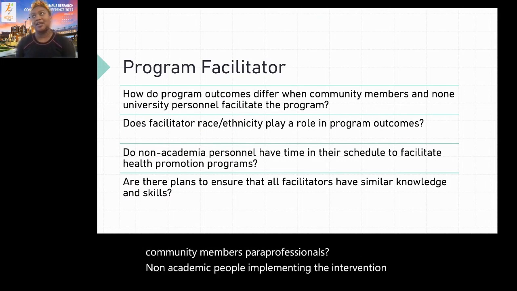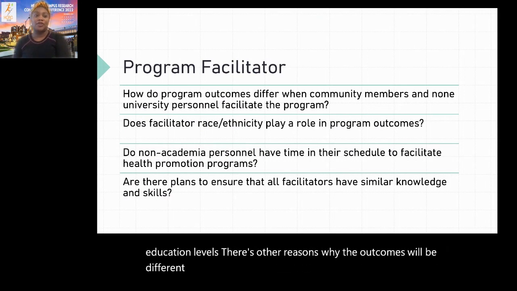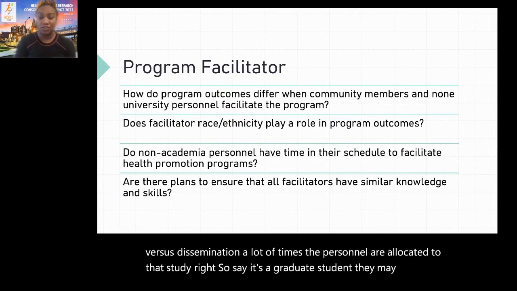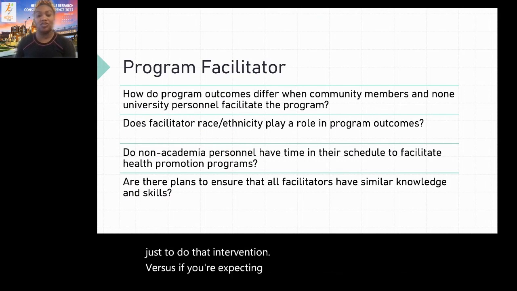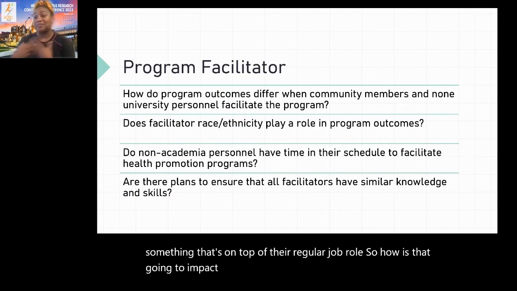And it's easy to think, well, okay, maybe the outcomes are different because of education levels. But there's other reasons why the outcomes will be different. For one, when you're doing a controlled intervention versus dissemination, a lot of times the personnel are allocated to that study. Say it's a graduate student, they may be paid just to do that intervention, versus if you're expecting extension professionals to do it, this is something that's on top of their regular job role. So how is that going to impact their ability to implement these programs and also the outcomes of it?